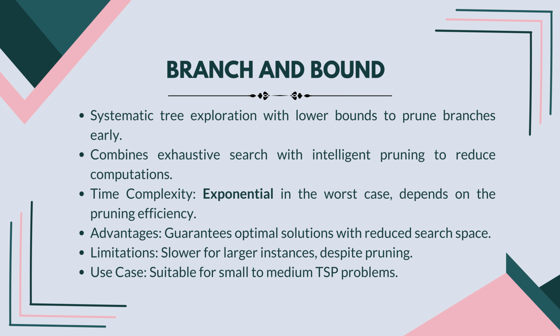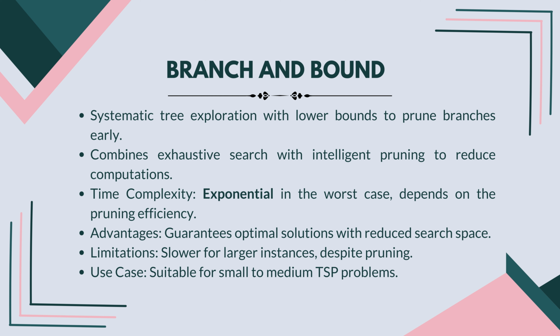For instance, if the current partial tour has already exceeded the cost of a known solution, there's no point in exploring it further. This process is called pruning, as it effectively cuts off unpromising branches. Branch and bound combines systematic exploring with these intelligent pruning techniques, allowing it to find the optimal solution without evaluating every possibility. While it is highly efficient for small and medium sized problems, its worst case time complexity is also exponential, making it impractical for very large instances.